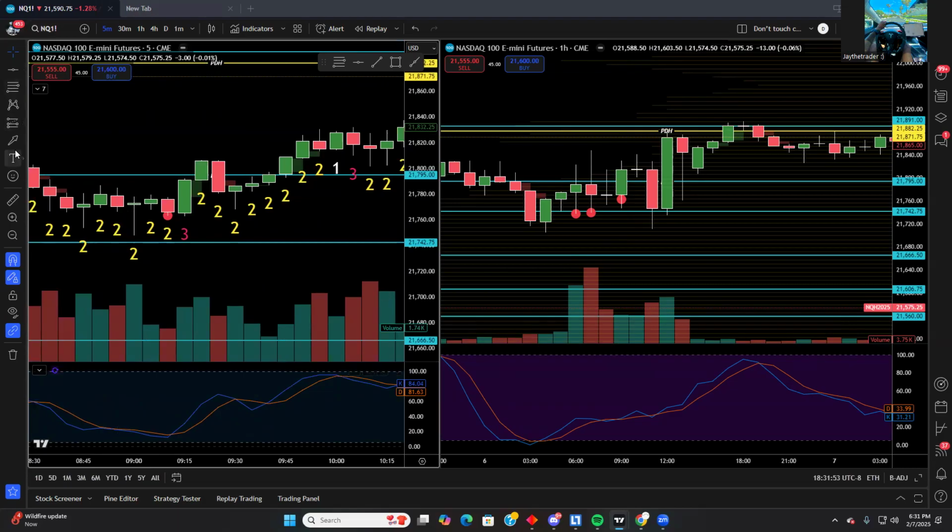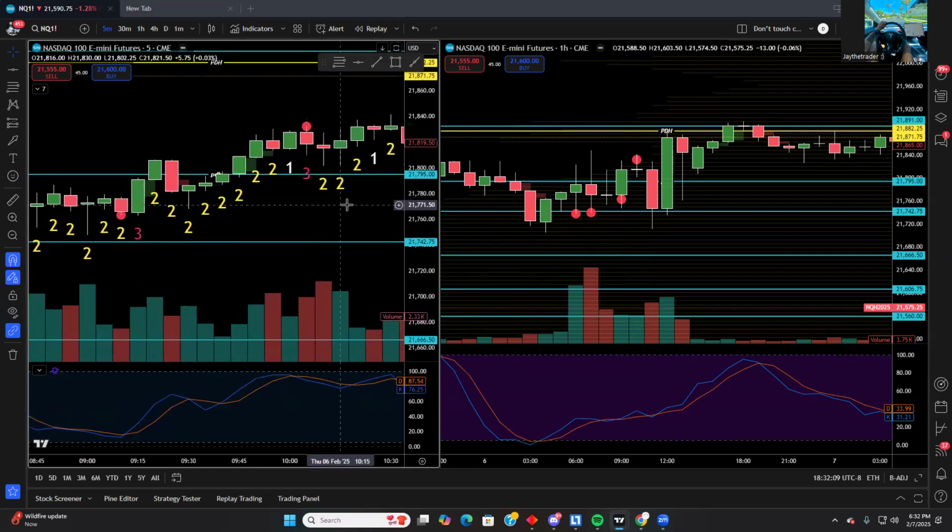So if we mark that and compare it to the stochastic RSI on the 1 hour, because again I'm using both, I have both up, we're still not there yet. So that's like, we still got more upside? Okay. So I'm out of my position.